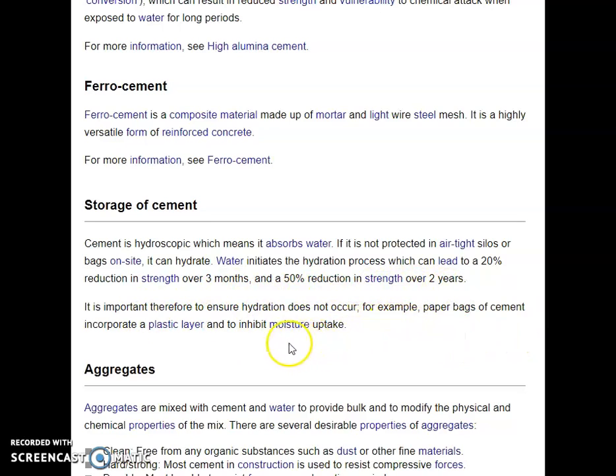Paper bags of cement incorporate a plastic layer and inhibit moisture intake.